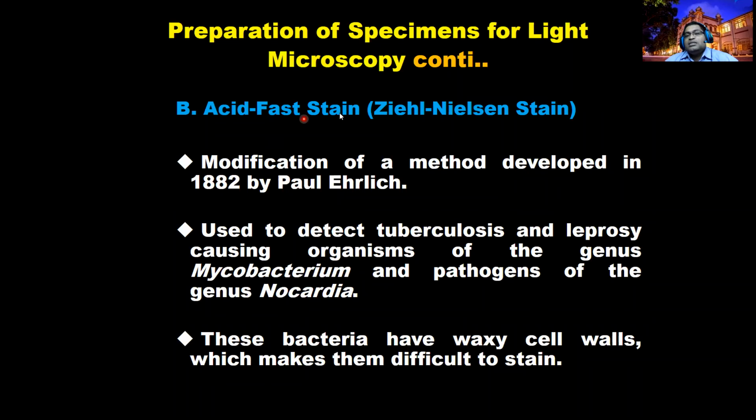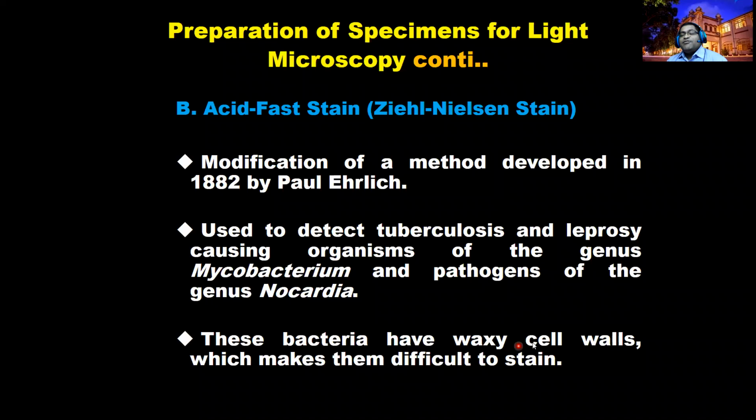That was gram staining. The second category is the acid-fast stain, which also uses basic dyes. Paul Ehrlich is a scientist who worked on Mycobacterium, the genus causing tuberculosis and leprosy, and the pathogen Nocardia also belongs to this group. Mycobacterium tuberculosis and Mycobacterium leprae cause certain diseases in humans, right?